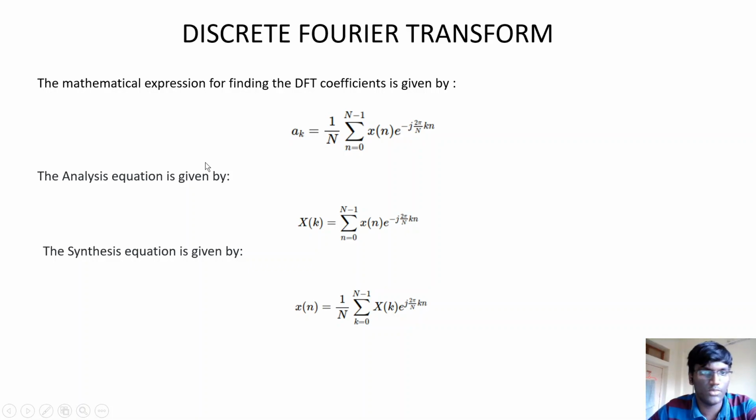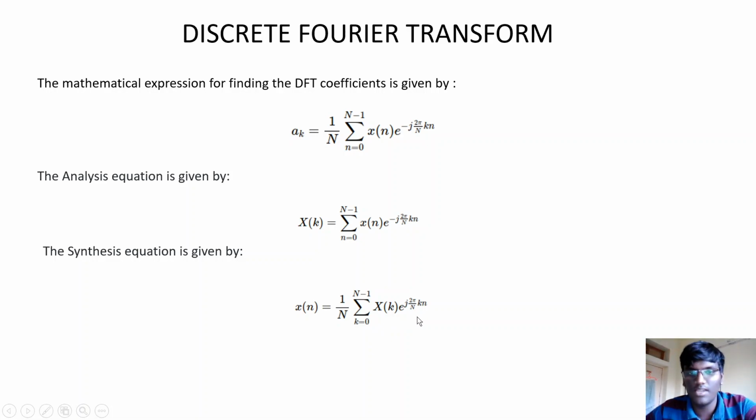Now the analysis equation of DFT is given by capital X of k equal to sigma n equal to 0 to N minus 1, x of n into e power minus j 2 pi k n by N. And the synthesis equation is given by x of n equal to 1 by N, sigma k equal to 0 to N minus 1, X of k into e power j 2 pi k n by N.